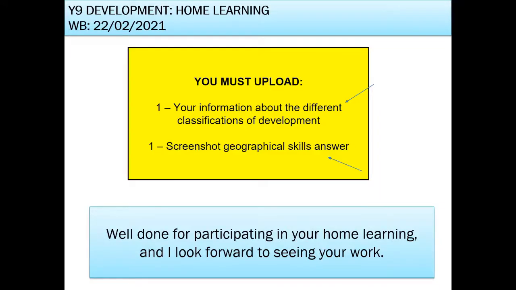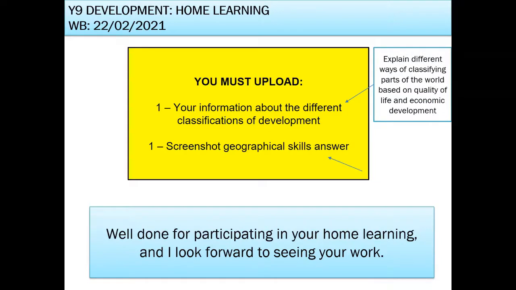So that brings us to the end of lesson 2 of development. And just a quick recap of what I want you to upload to ClassCharts. So first of all, I'd like you to upload your different classifications of development. That was your second task. So that links to your second learning objective, explain ways of classifying parts of the world based on its quality of life and economic development. And then finally, the second piece of work I'd like you to upload is your geographical skilled question. And again, that just links to your final learning objective, which was practicing a geographical skilled question.